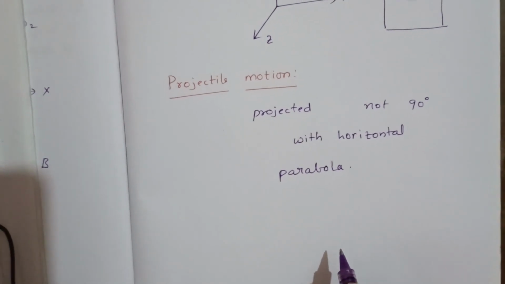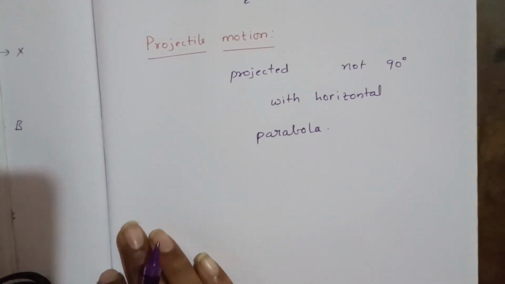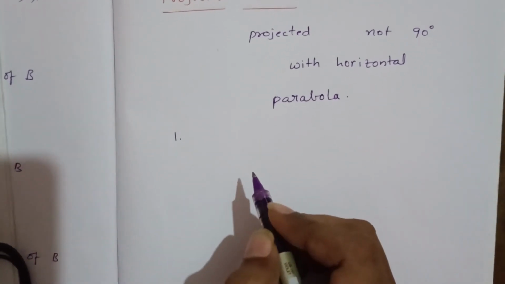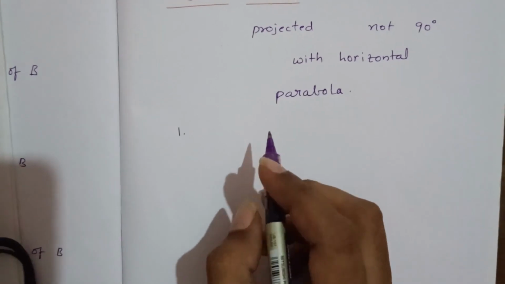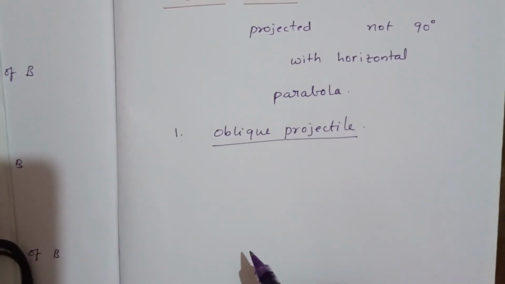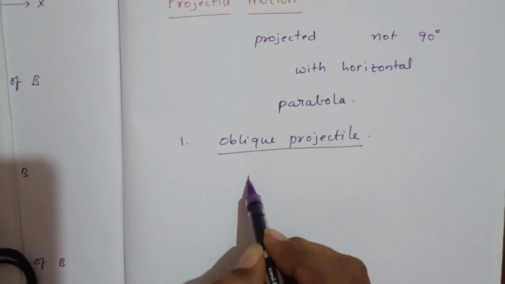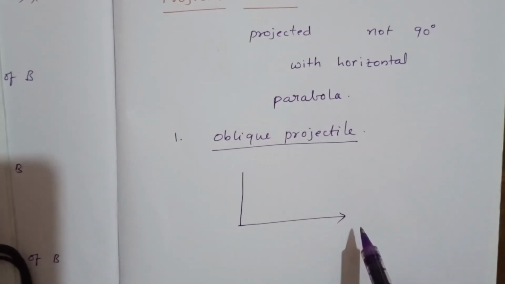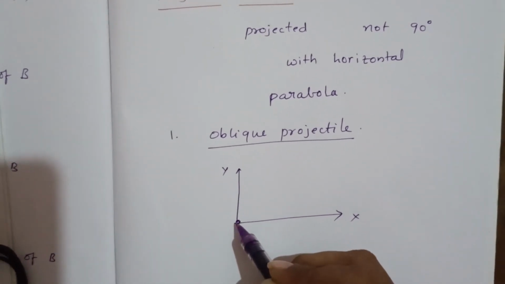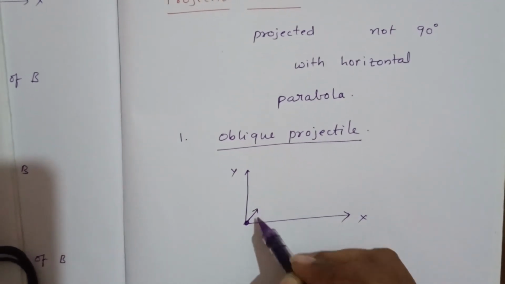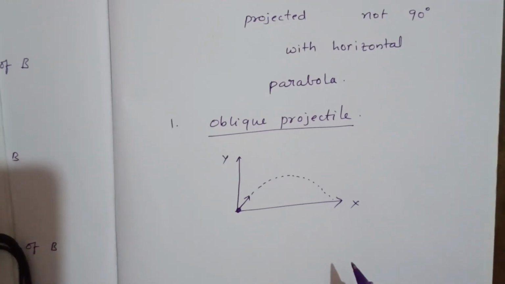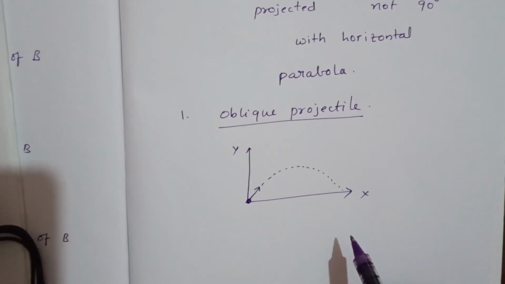Now here we have three types of projectiles. First one is oblique projectile. Oblique projectile means, with the x-axis and y-axis, if you project anything like this, it will take this path. This is oblique projectile.